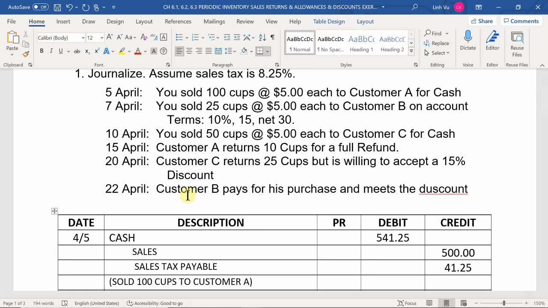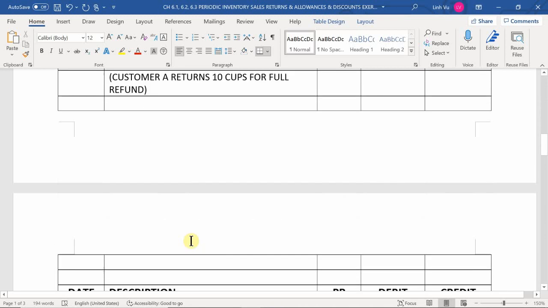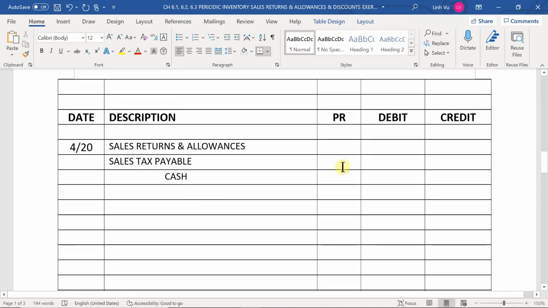So in this case, what would that be? They're trying to return 25 cups at $5 each, but we're only going to give a portion of that money back. We're only going to give 15% back. So how much are we going to give customer C? $18.75. $18.75 is correct.